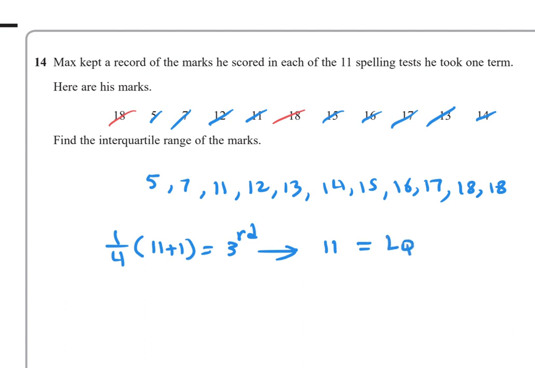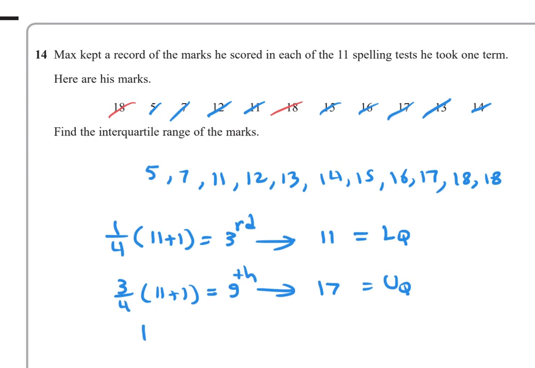For the upper quartile, 3 over 4 times (11 plus 1), so the ninth value. The ninth value: 1, 2, 3, 4, 5, 6, 7, 8, 9. So 17. This is the upper quartile. So to find the interquartile range, 17 minus 11 equals 6.